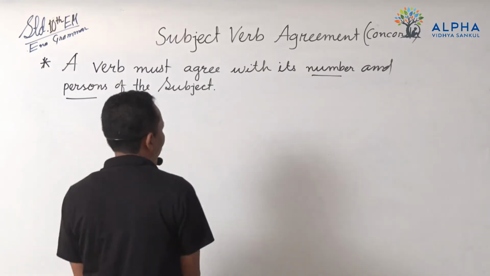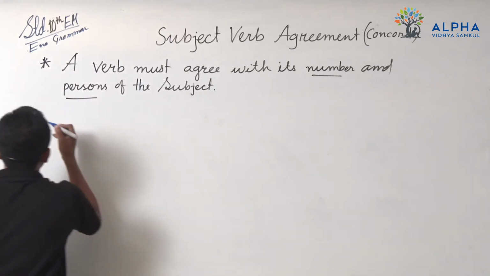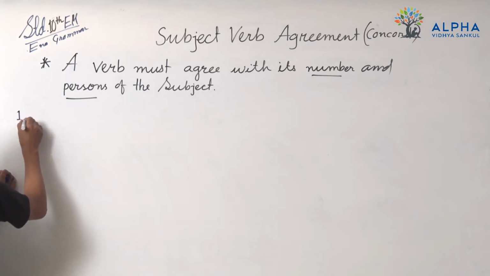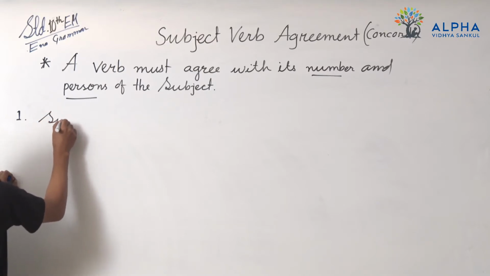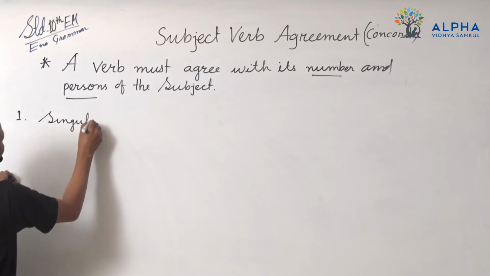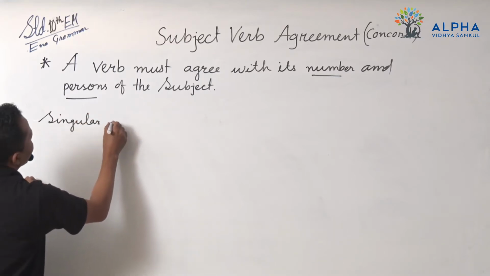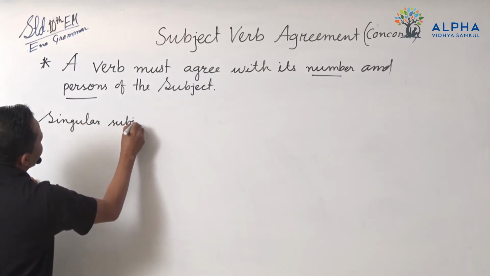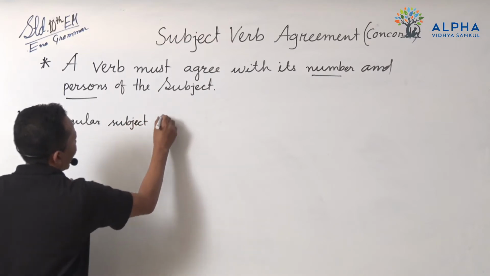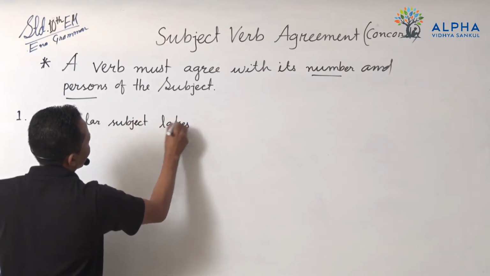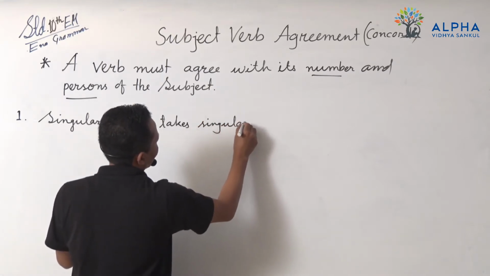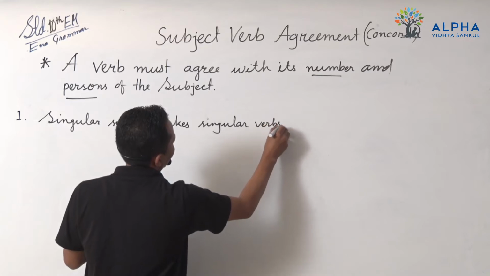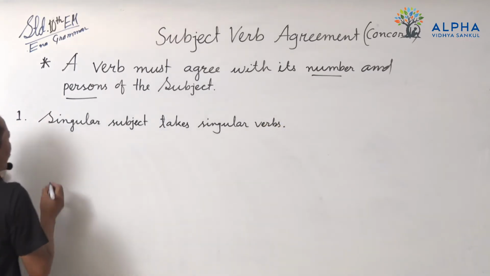See, the first basic rule is: a singular subject takes a singular verb. Now I will give you the example.